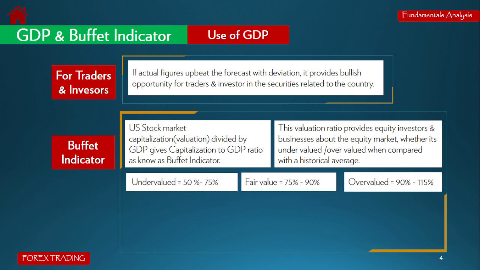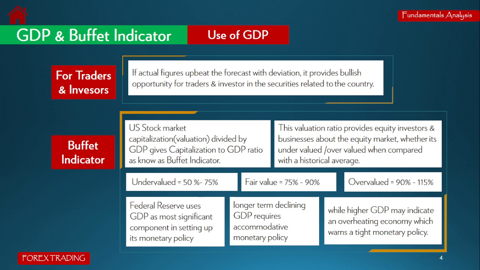So now let's see what it means. If we have figures ranging from 50% to 70%, that means the stocks are undervalued. If the figures range between 75% to 90%, it means the stocks are at a fair value level. And if they range from 90% to 115%, it means the stocks are overvalued. So this is how we determine the Buffett Indicator or capitalization to GDP ratio.